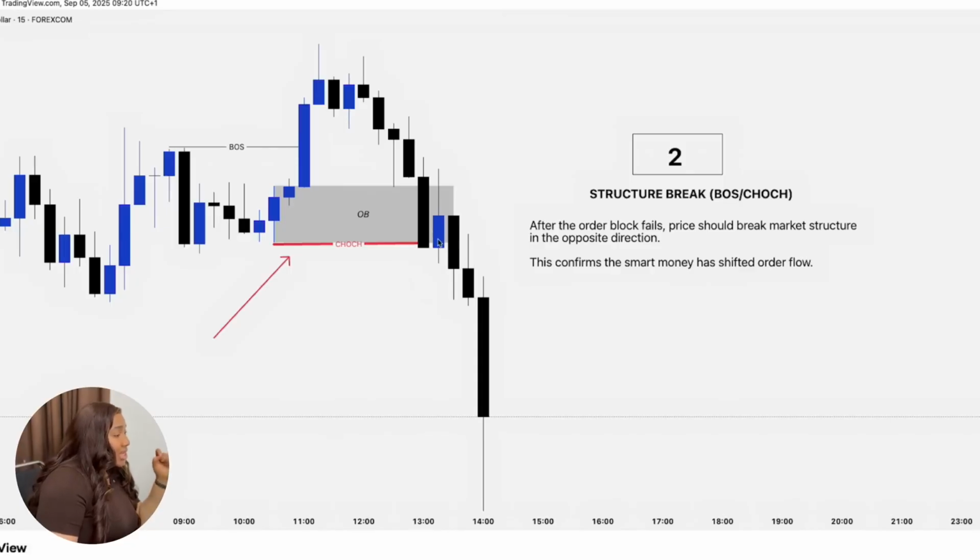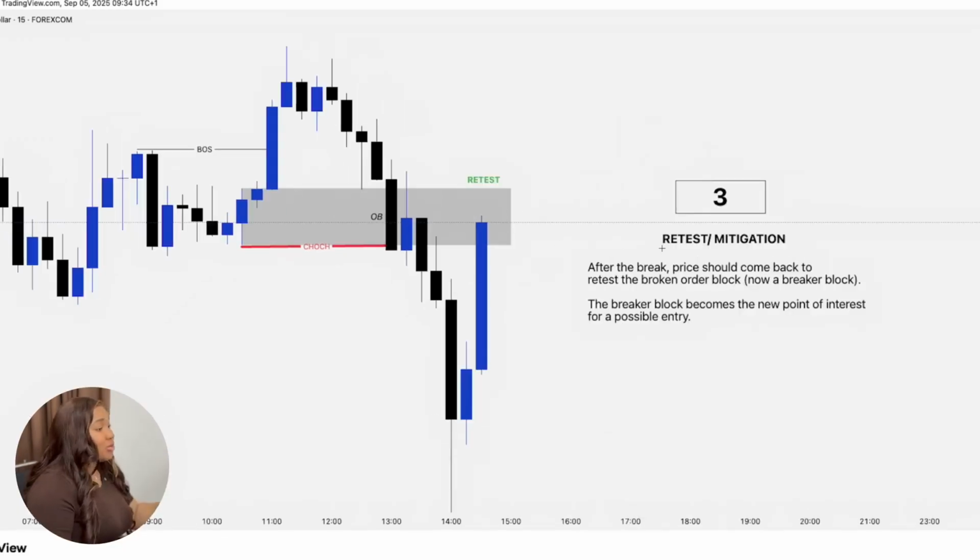Make sure that there is a clean break to the downside, signaling a change of character or a break of structure before you can say that an order block has failed. For the next on the list, there must be a retest and mitigation. After the break, price should come back to retest the broken order block.